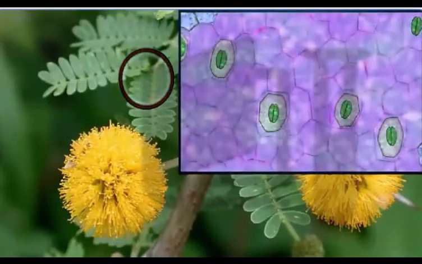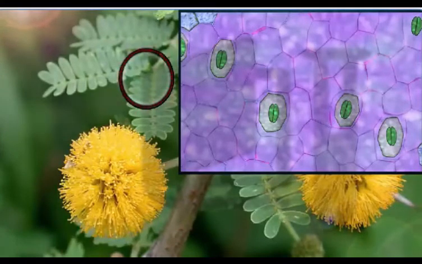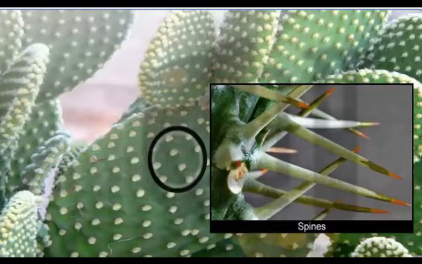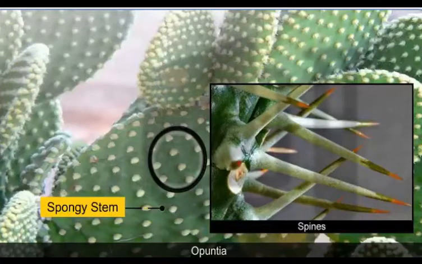These plants have also adopted a special photosynthetic pathway called CAM, or crassulacean acid metabolism, which enables their stomata to remain closed during the day. Some desert plants, like the opuntia, have leaves that are reduced to spines, and its flattened spongy stems perform photosynthesis.